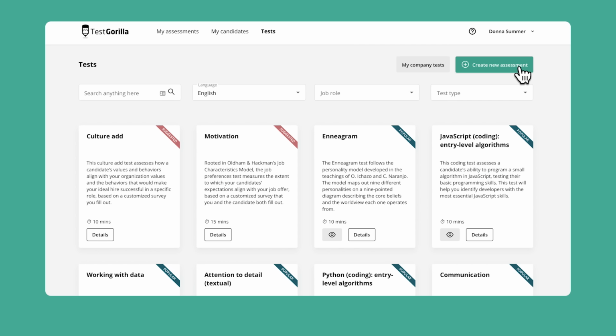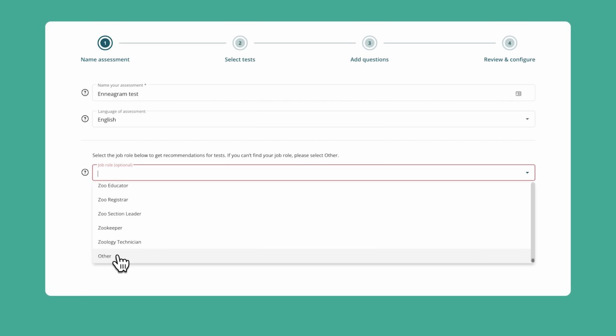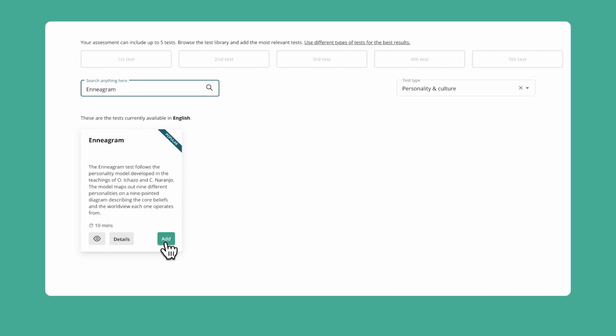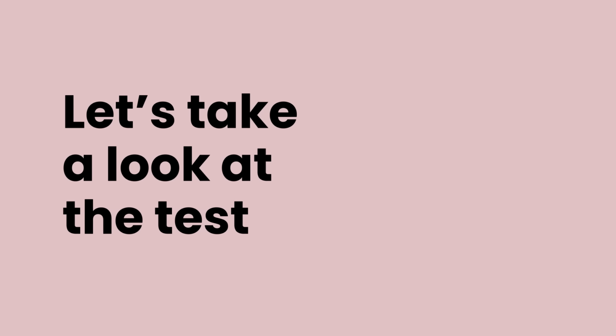Well, with TestGorilla's Enneagram test, you can easily find out what kind of personalities your candidates have before you even interview them. It's super easy to find this test in our test library and drop it into any assessment. All it takes is a few quick clicks. But before you go do that, let's take a quick look at the Enneagram test and learn what it's all about.